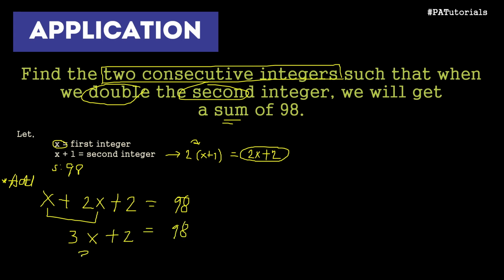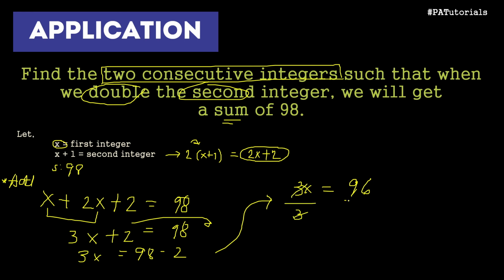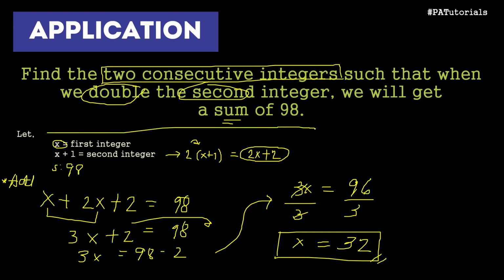Now, in order to isolate the variable, we need to transpose 2 into the other side. So, that would be equal to 98 minus 2. Okay, ituloy na lang natin here. So, yung 3x mo ay equal daw sa 98 minus 2, that would be 96. So, i-divide natin yan lahat by 3 para makancel at matira ang variable, that would be equal to 32. Okay, yung x natin.